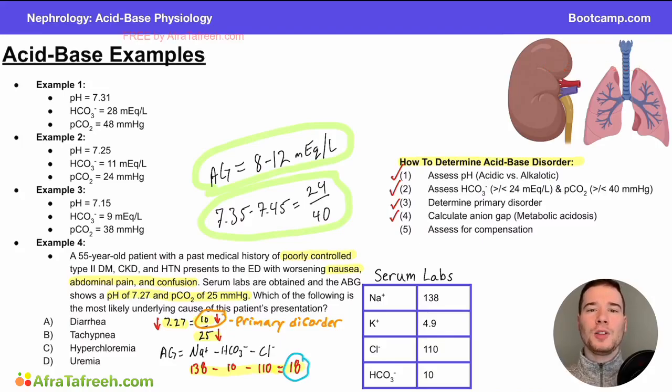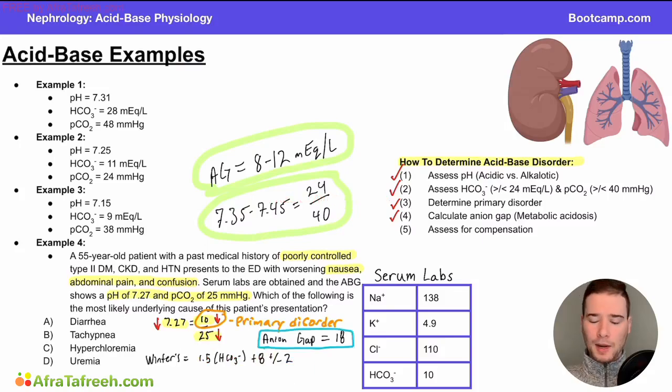And the final thing we're going to do here in step 5 is to assess the compensation, as in, is the PCO2 in the expected range of what we want it to be? Because if it is, then that's okay. That's what our body should be doing. However, if it is outside of that expected range, that can indicate we have multiple acid-base problems going on. So let's check with Winter's formula. And remind me again, what is Winter's formula? That's right. It's 1.5 times bicarb plus 8, plus or minus 2.